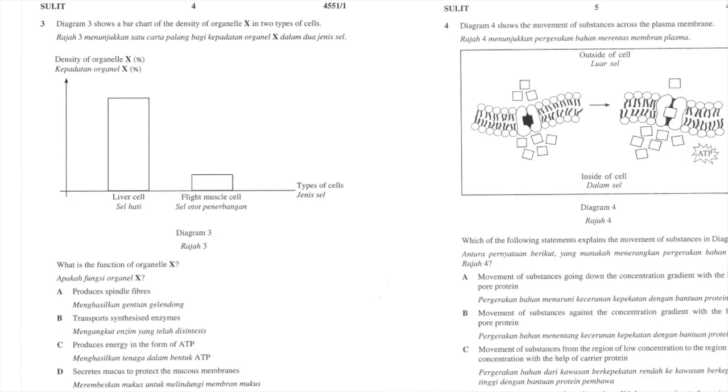Once you know the function of the liver, you can predict what kind of organelle should be found abundantly in it. So the answer is B, transport synthesis enzyme. Why? Because this enzyme will be used to detoxify any toxic or harmful substance present in the body. That's why the answer is B.